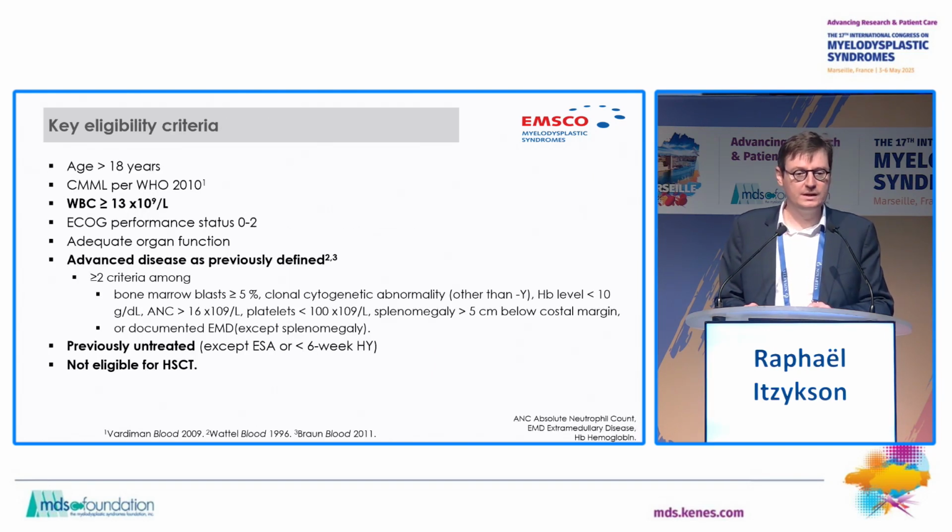Let me walk you through the key eligibility criteria so that we know which patient we're talking about, and this is important to interpret the results. These were patients with proliferative disease using the criteria that was proposed by the FAB, but also advanced disease based on bone marrow blast excess, cytogenetic abnormalities, profound anemia, thrombocytopenia, or splenomegaly. And patients could and did receive a brief course of hydroxyurea prior to randomization.